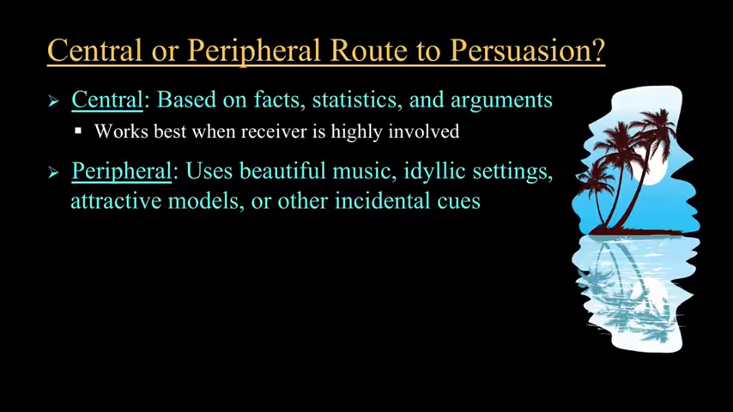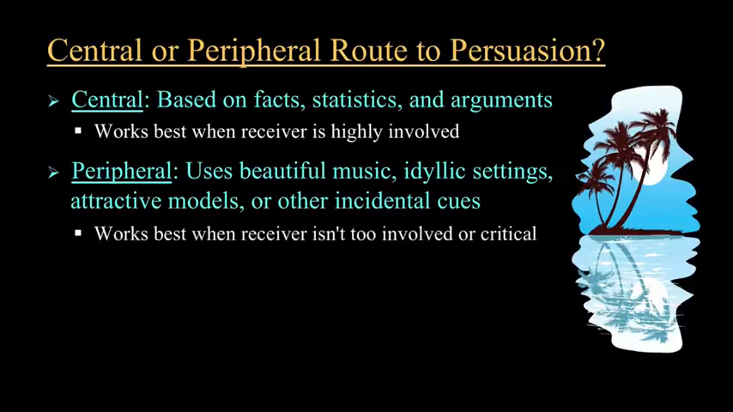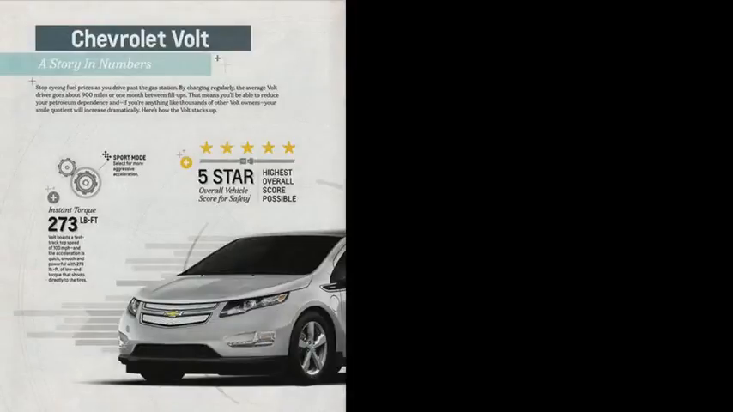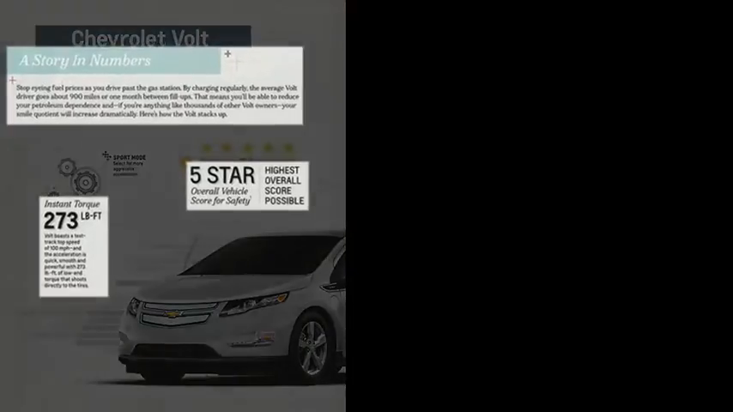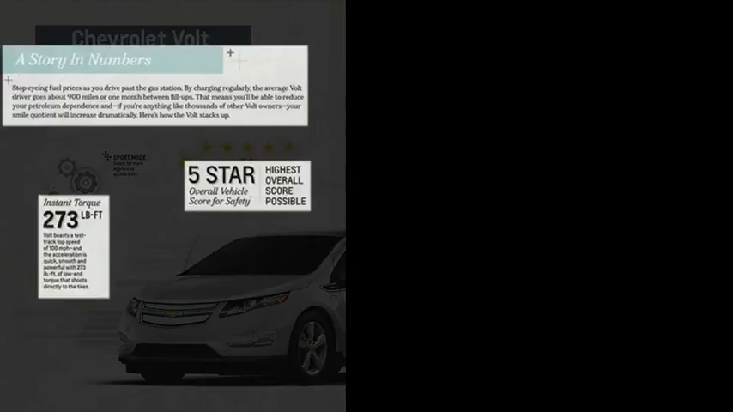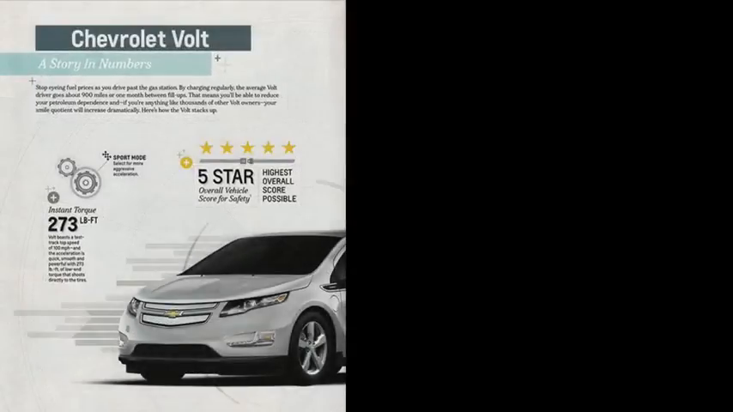Peripheral cues are most effective when the audience isn't too involved or critical. Most advertisements use a combination of central arguments and peripheral cues. It's hard to find examples that are 100% one or the other. But here's a car advertisement that certainly focuses on the central route, a story in numbers that gives the vehicle's torque, safety score, and other details that a highly involved consumer might want to know.